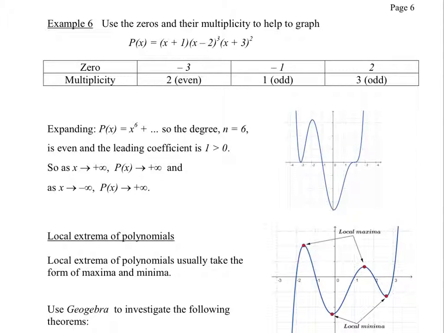Now, what does that tell us? Well, it tells us that when x is equal to -1, we're going to go through the x-axis because we have an odd multiplicity. At -3, we're going to touch the x-axis. We're not going to go through, we're just going to touch it. And because at 2, we have an odd multiplicity, again, we're going to cross at 2.